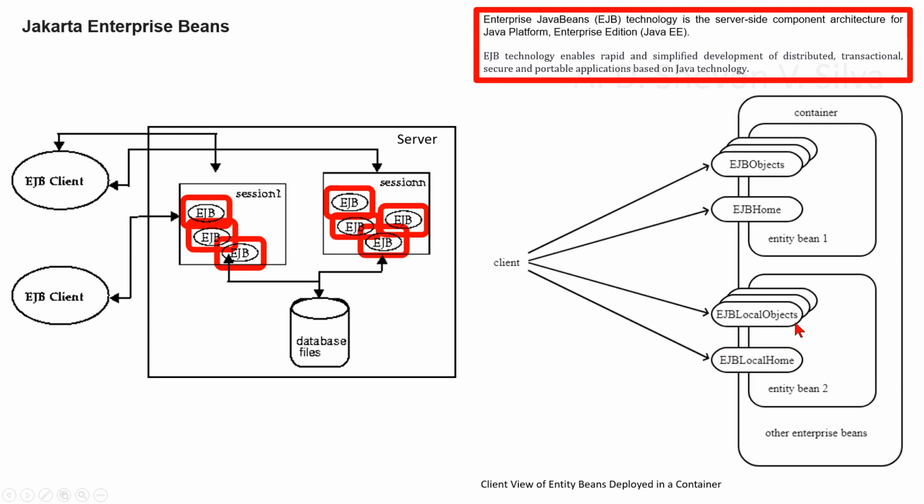Interface EJB local object. The EJB local object interface must be extended by all enterprise beans local interfaces. An enterprise beans local interface provides the local view of an enterprise bean object. An enterprise beans local interface defines the business methods callable by local clients.